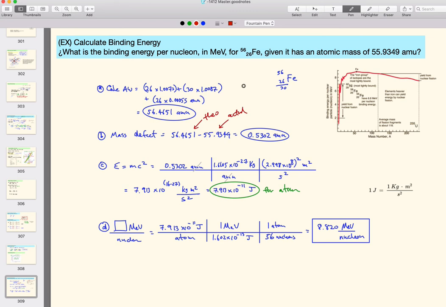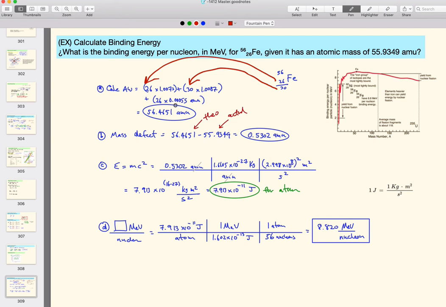First thing we need to know is, what's the mass of all of the pieces that we're going to use to make the atom? Well, we know we're going to use 26 protons, and we know how much each one weighs. And we're going to use how many neutrons? Let me see, A minus Z. Oh, yeah, it was equal number of neutrons. And so we have 30 neutrons.